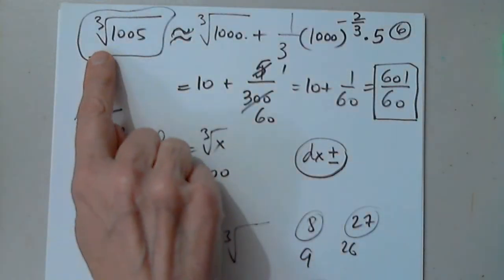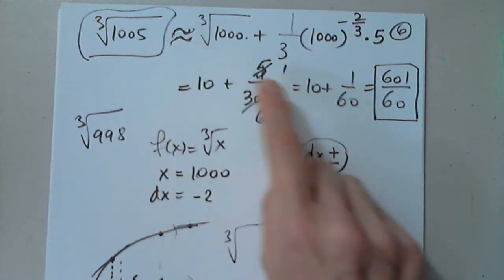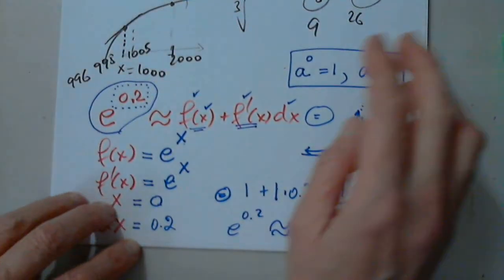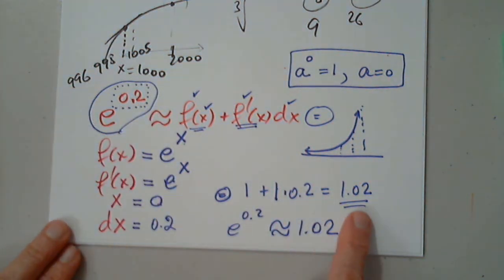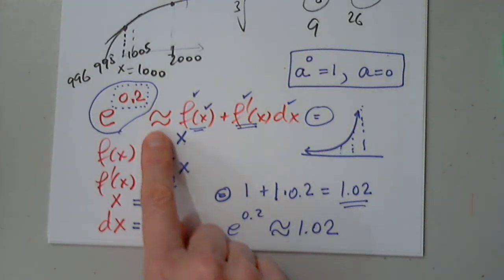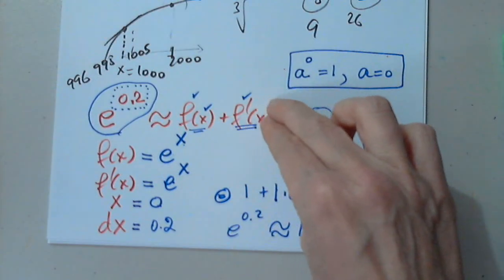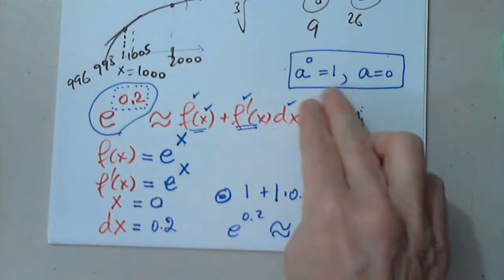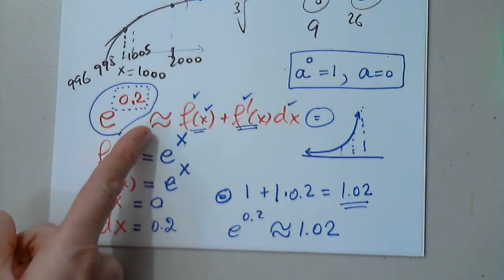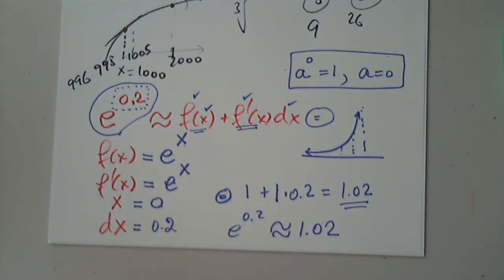So here we are saying that the cube root of 1005 is approximately 601 over 60. Here we're saying that e to 0.02 is approximately 1.02. Here's the approximate symbol, but from here on, these are equal. So there is no problem here. But when I draw the conclusion, this is approximately this. Is that better? Yeah. Perfect.